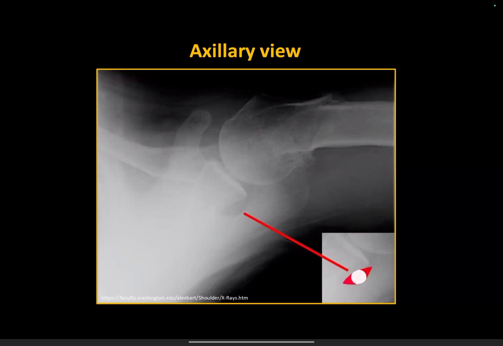One of the useful tips to know that it was taken with the right technique is the presence of the eye sign. So if we see the eye sign, then you know this is a true axillary view. If it was not, then you cannot make your diagnosis on that view, and you basically have to repeat or maybe perform another view.